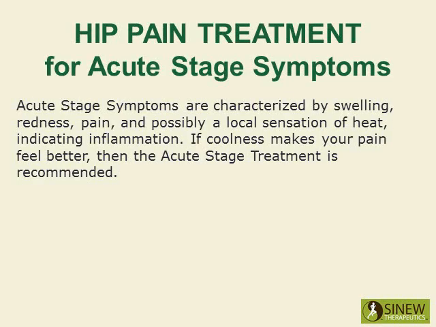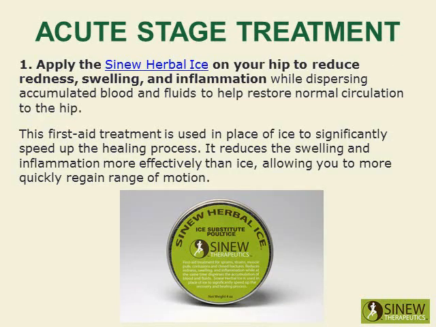Acute stage symptoms are characterized by swelling, redness, pain, and possibly a local sensation of heat, indicating inflammation. If coolness makes your pain feel better, then the acute stage treatment is recommended. Apply the Sinew Herbal Ice on your hip to reduce redness, swelling, and inflammation while dispersing accumulated blood and fluids to help restore normal circulation to the hip.